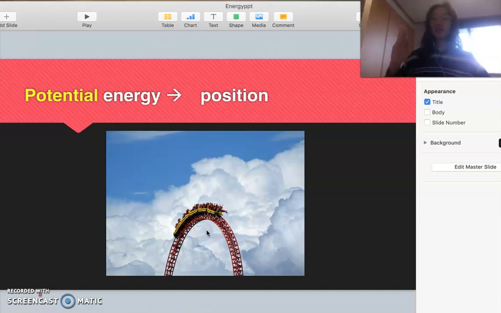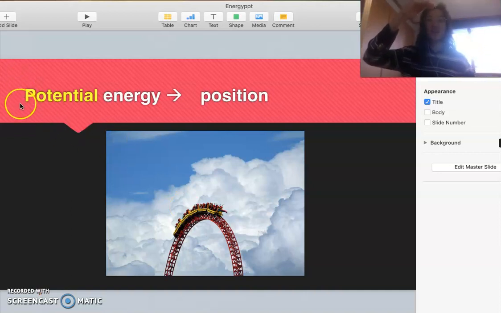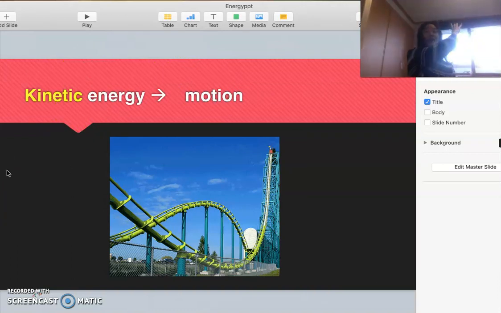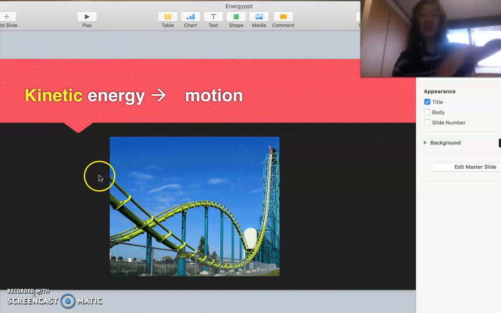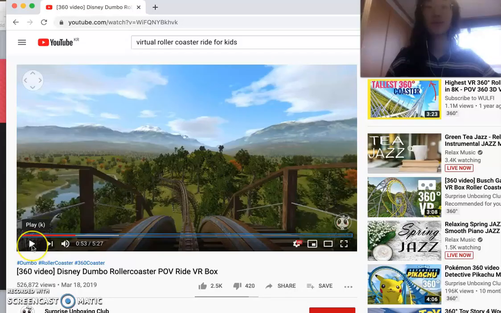Potential energy is when you are at the top of that roller coaster, that D-Express in Everland, and you're about to go down, but it's not moving yet. It's the position. So it starts with P, right? This also starts with P, potential, position. And then when it goes all the way down, that is kinetic energy. That's the actual motion. So we're actually going to go on a virtual roller coaster ride.